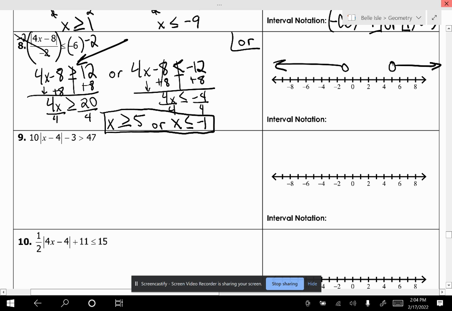You should be on number 10. And then you have to do 9 and 10.